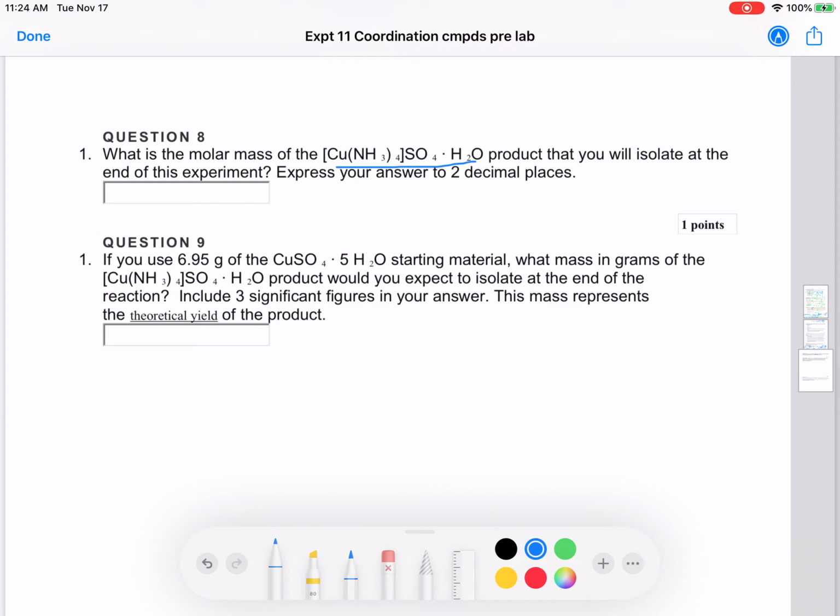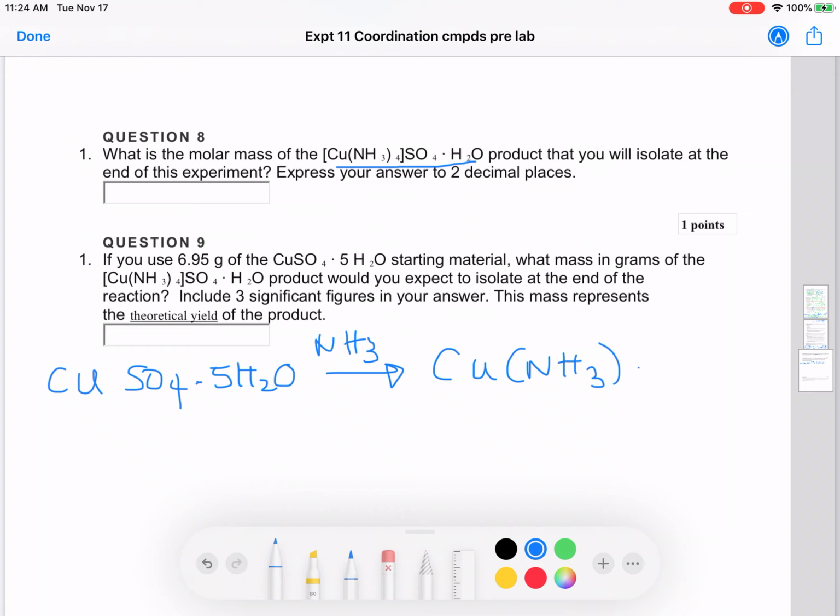So basically, remember what we are trying to do is you first started with copper sulfate pentahydrate. You take 6.95 grams of this and then you dissolve in water, you add ammonia and you have the balanced equation, and it will give you this compound at the very end. This is what you're going to have: copper amine tetramine sulfate water. Okay, and this is a 1-to-1 ratio, 1 mole of copper, 1 mole of copper.